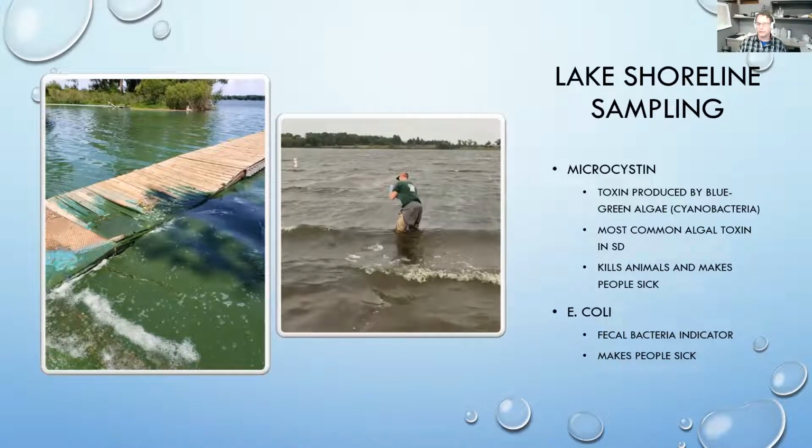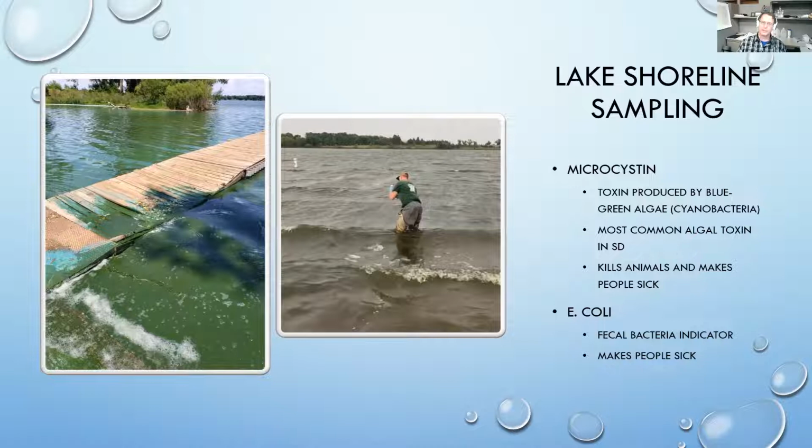The first is lake shoreline sampling. This is real simple stuff where you walk out on a dock or you wade out into the water where it's knee deep or so and you fill some bottles. We sample typically for 2 things on our lake shoreline sampling. The first that's listed there is microcystin.